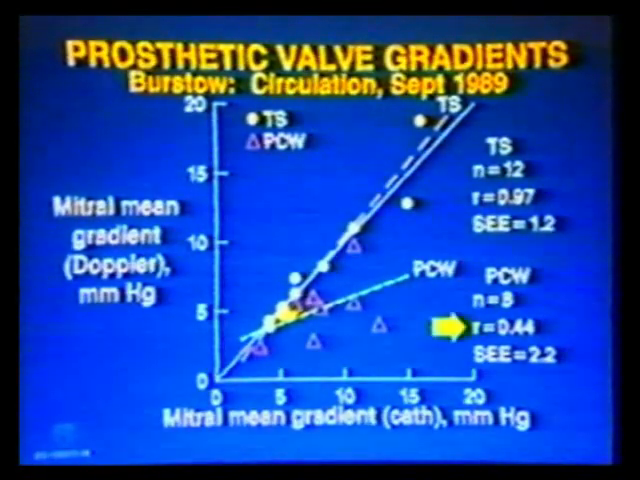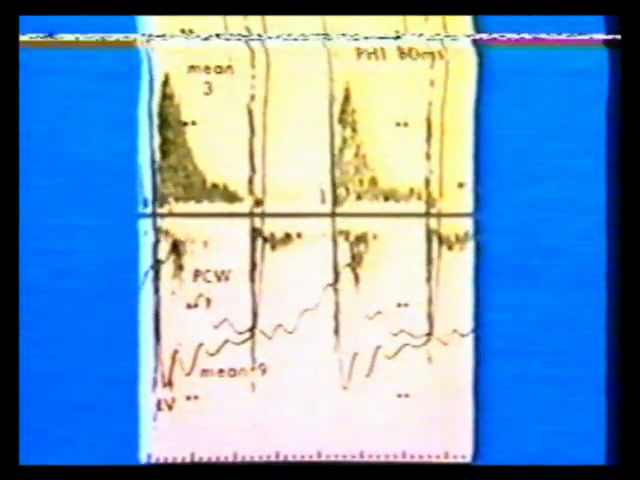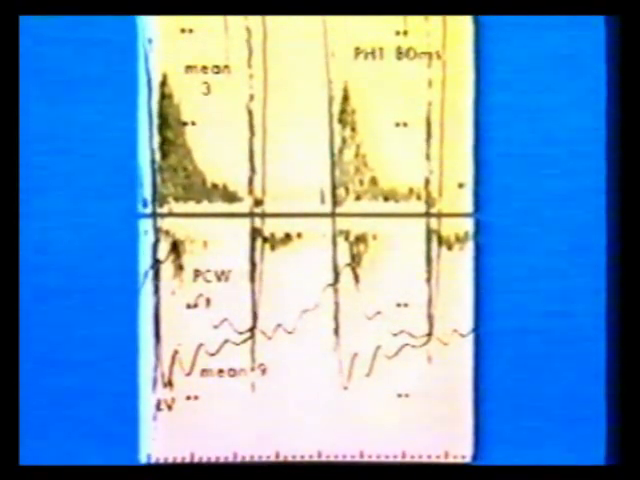However, the correlation was poor when Doppler mean gradients were compared to catheter mean gradients obtained by using pulmonary capillary wedge pressure instead of direct measurement of left atrial pressure. For these 8 patients, catheterization significantly overestimated the true mean gradients. The overestimation of mitral prosthetic gradients by catheterization using pulmonary capillary wedge pressure is illustrated by this case.